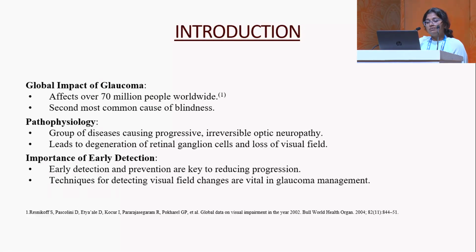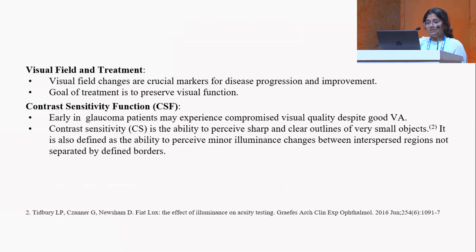Early detection and prevention are key to reducing the progression, and the techniques for detecting visual field changes are vital in glaucoma management. Visual field changes are crucial markers for disease progression and improvement. The goal of the treatment is to preserve the visual function. In early glaucoma, patients may experience compromised visual quality despite a good visual acuity.